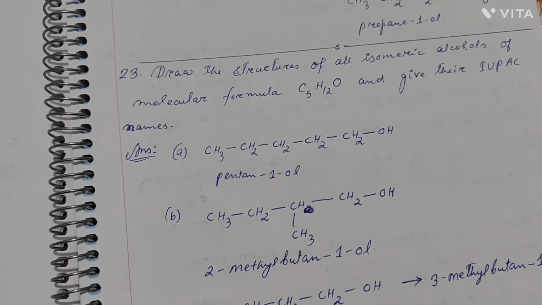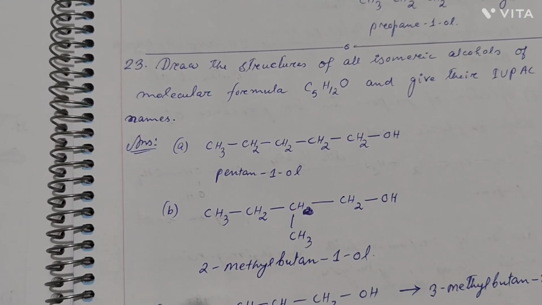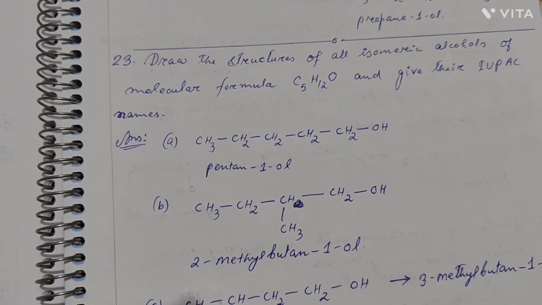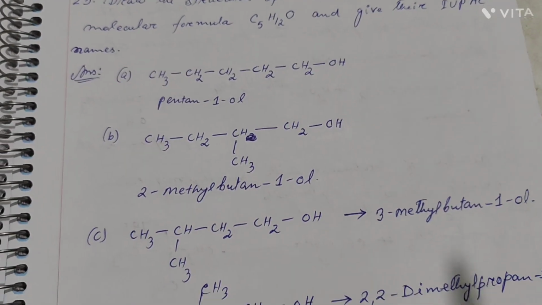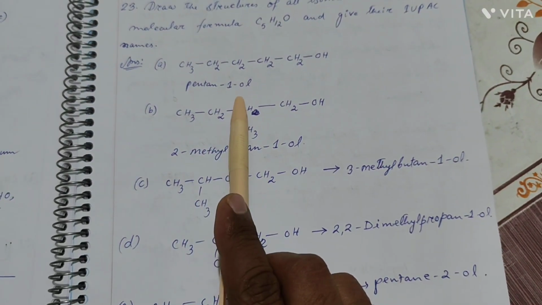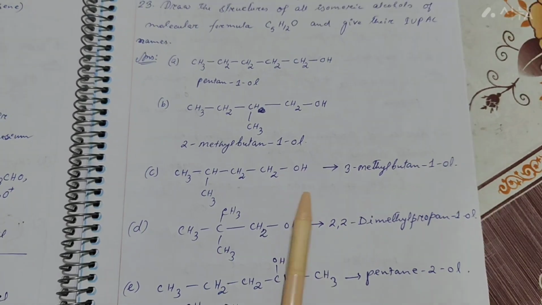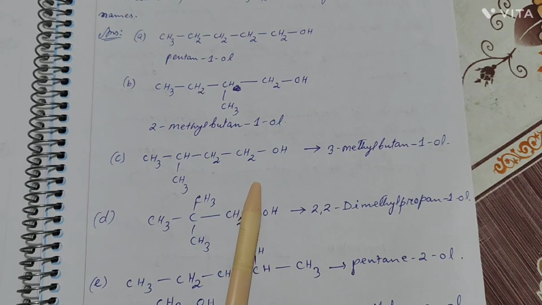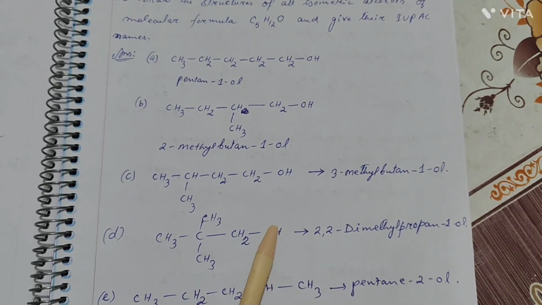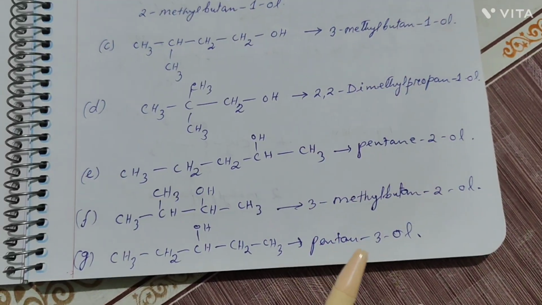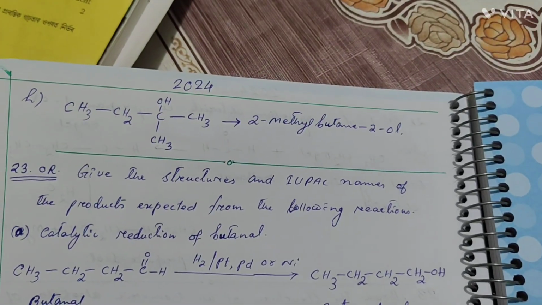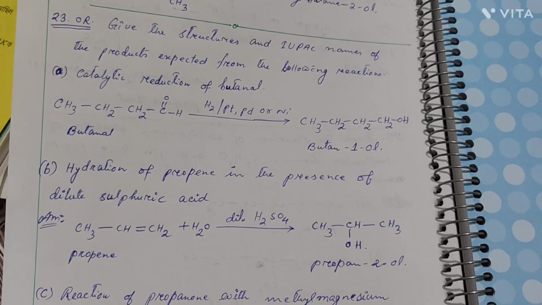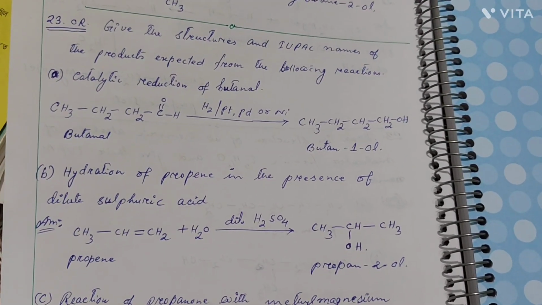Question number 23. Draw the structures of all the isomeric alcohols of molecular formula C5H12O and give their IUPAC names. These are the isomeric alcohols. This is pentan-1-ol, 2-methylbutan-1-ol. Do you know what isomers are? The molecular formula is the same, but their structures are different. Those are called isomers. All isomers are shown here. The final one is this one, 2-methylbutan-2-ol.